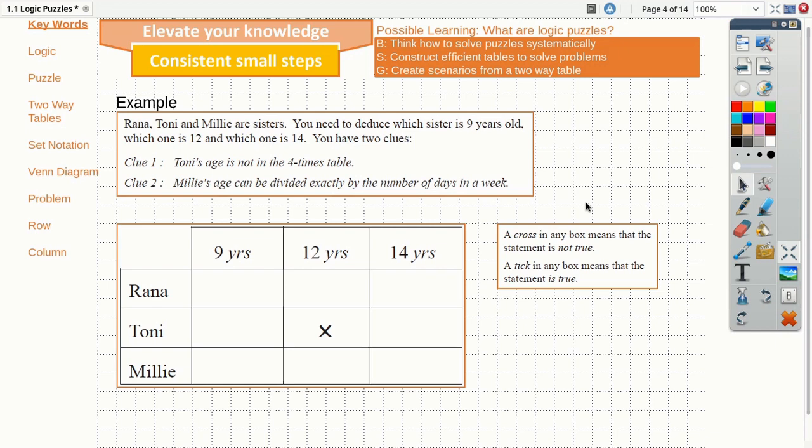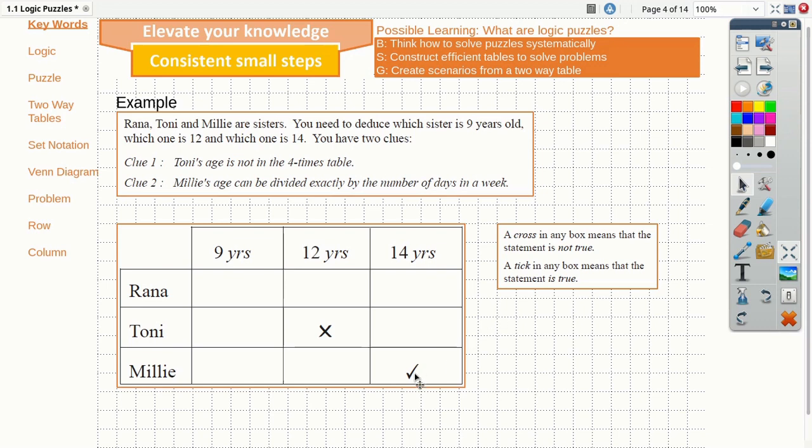So Millie's age can be divided exactly by the number of days in a week. So what that's telling me is that Millie's age is in the 7 times table because there are 7 days in a week. And that means that Millie must be 14, because 14 is the only number that we've got to choose from that is in the 7 times table.